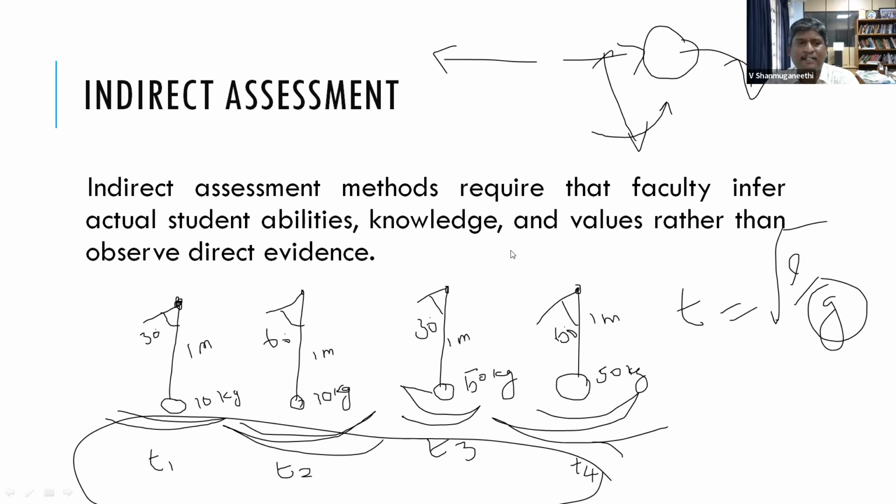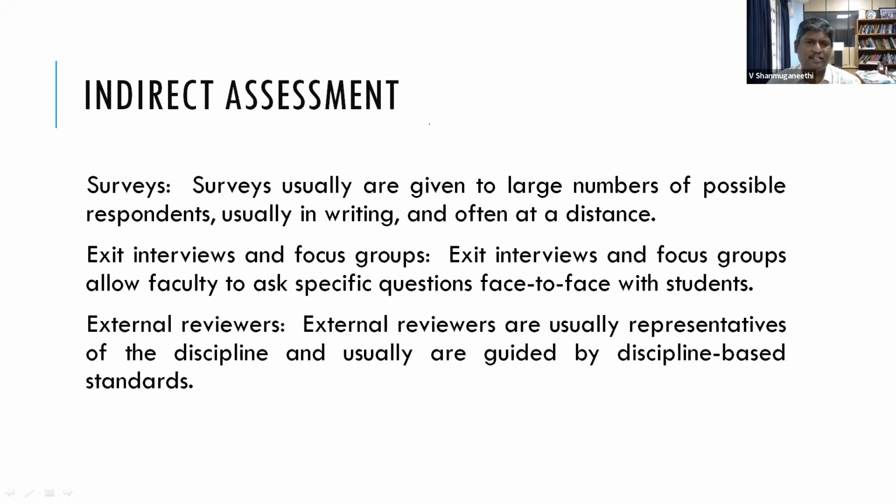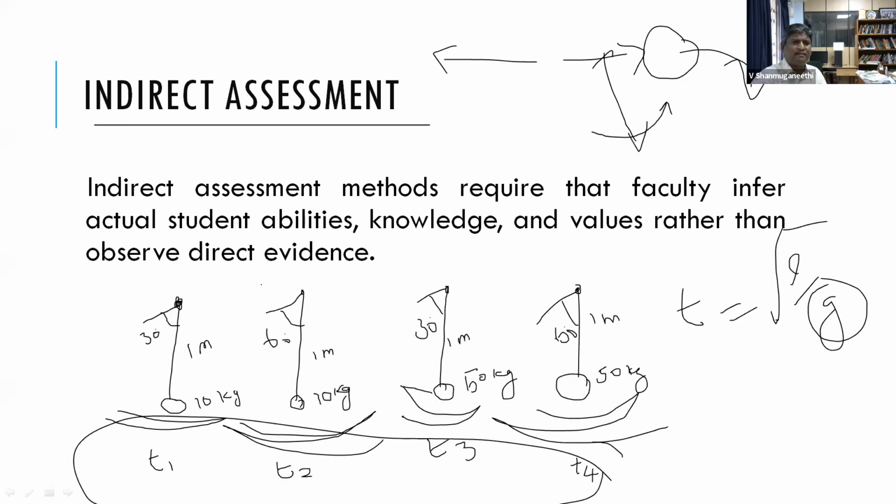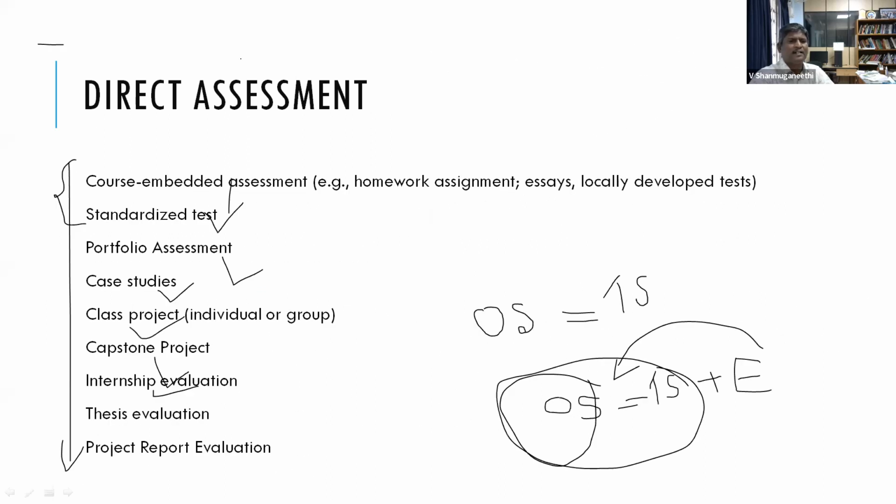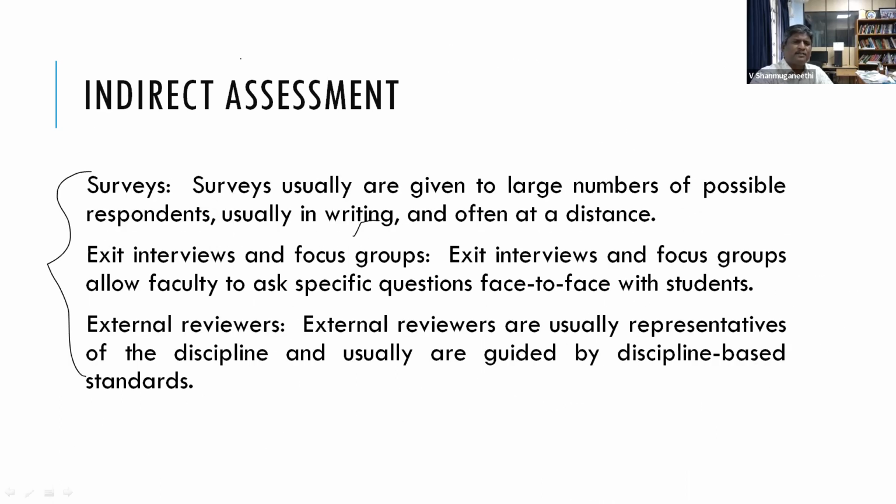So learning engagement can be assessed through indirect assessment, that is, through surveys, mostly surveys only, or exit interviews or an external reviewer. So these are the methods we use for indirect assessment. The methods we use for direct assessment are course embedded, standardized test, portfolio assessment, case study, class project, capstone project, internship, thesis, or project report evaluation. Right? So these are the ways.